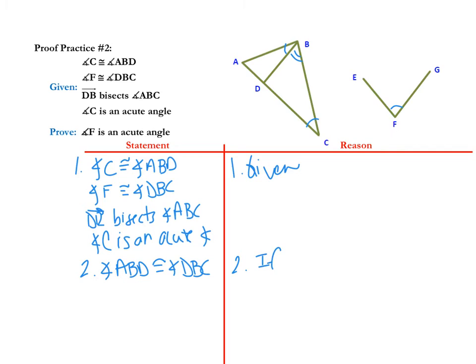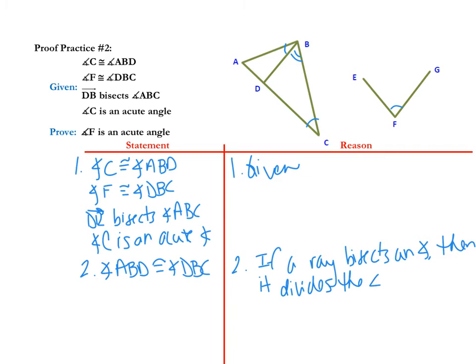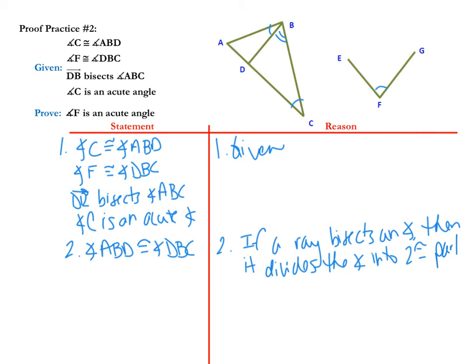So if a ray bisects an angle, then it divides the angle into two congruent parts. Okay, so where do we go from there? Well, now we know that ABD is congruent to DBC.